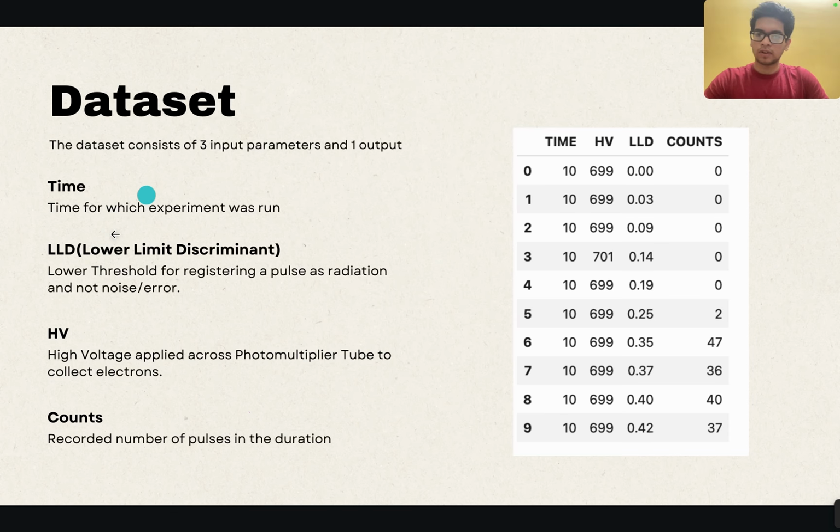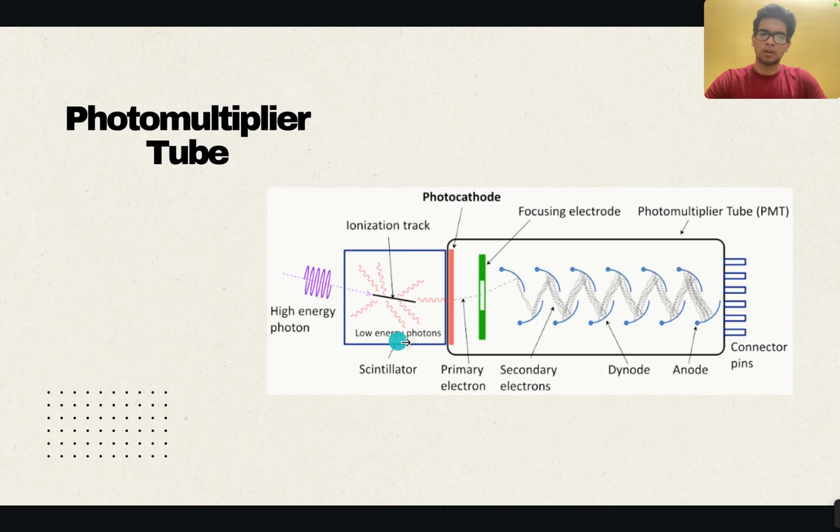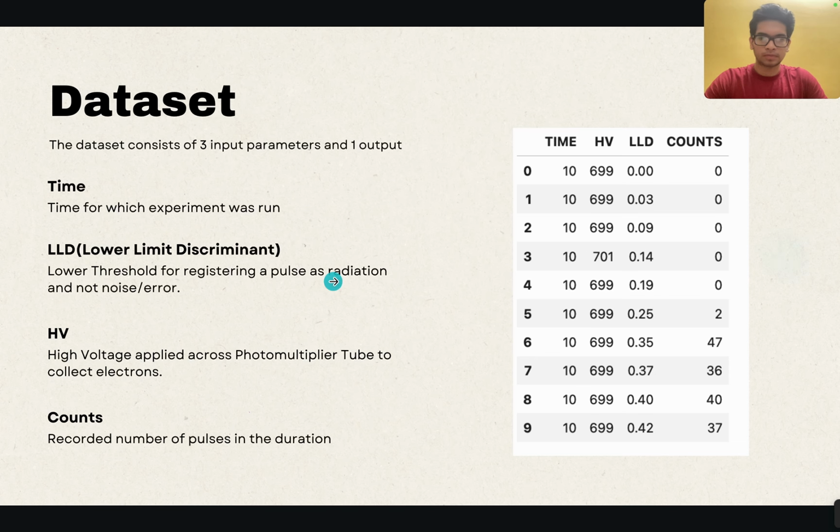High voltage here refers to the voltage across the photomultiplier tube. So the voltage across the photomultiplier tube is actually very high, like there's a gain of around 100 or 200 volts after each diode. And the count here refers to the pulses which were recorded by the detector, by the final display screen.